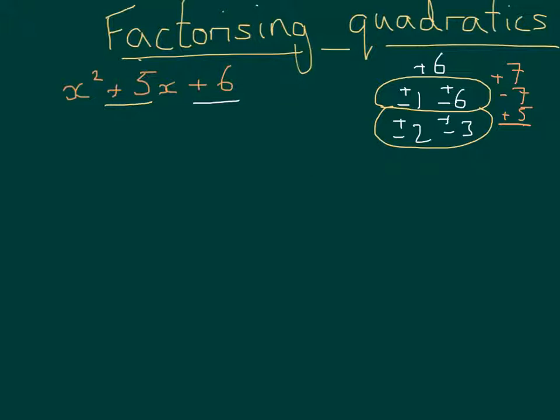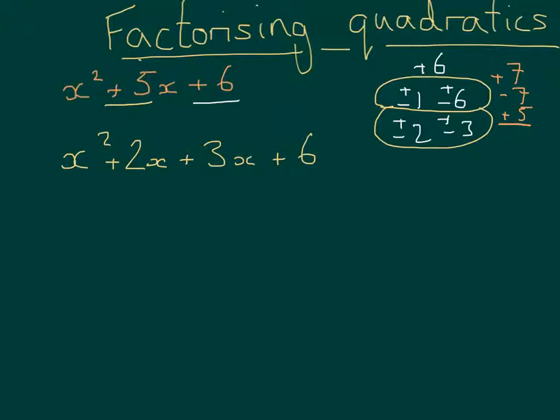So we can now write this as 4 terms and not 3. The x squared stays the same, but our coefficient of x has been broken down into 2 parts. And they are the plus 2, we'll put the x on the end, and the plus 3x. The number at the end remains the same.